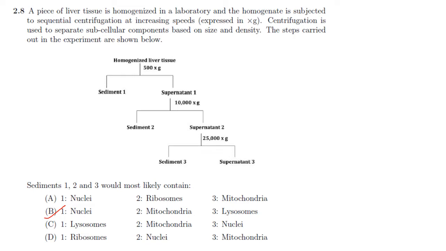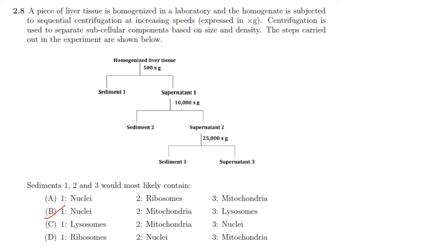So homogenized liver tissue is centrifuged at 500 G, and you get sediment 1 and supernatant 1. Then again you centrifuge it at a higher speed, that is 10,000 G. You get sediment 2 and supernatant 2, and again at 25,000 G you get sediment 3 and supernatant 3. Now sediments 1, 2 and 3 would most likely contain.